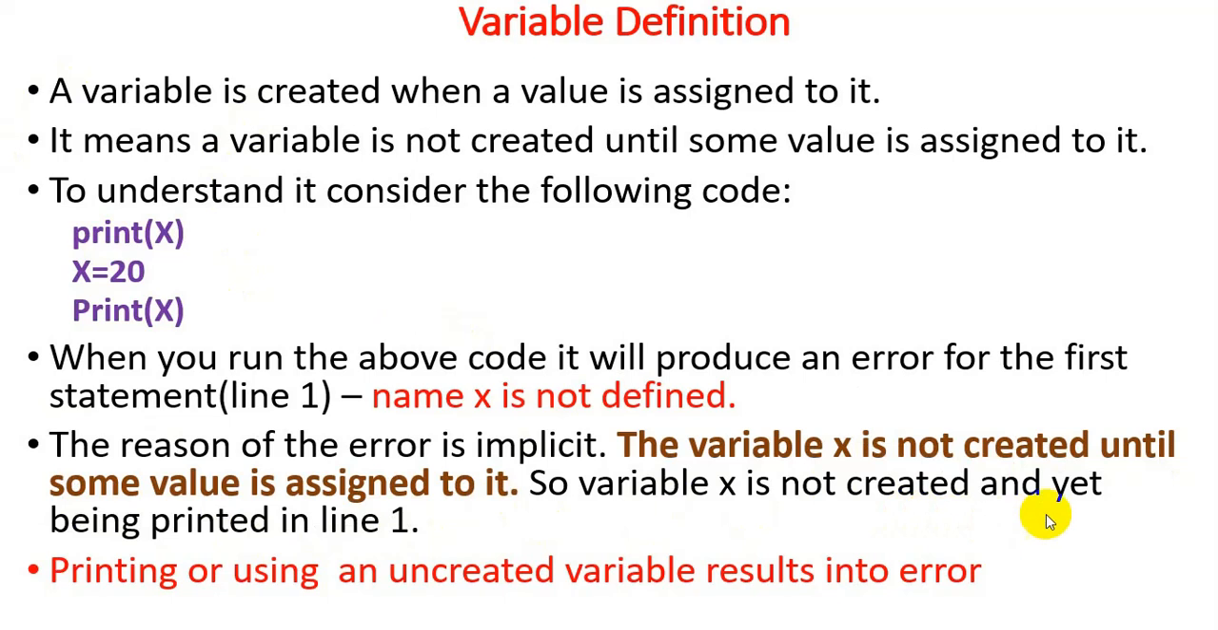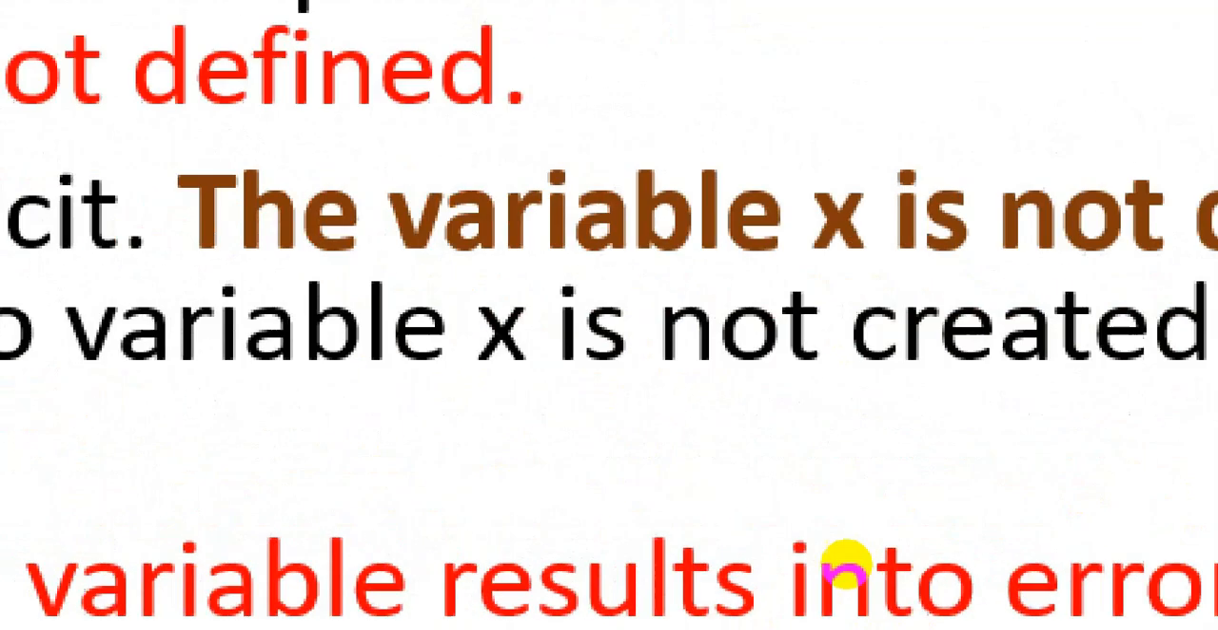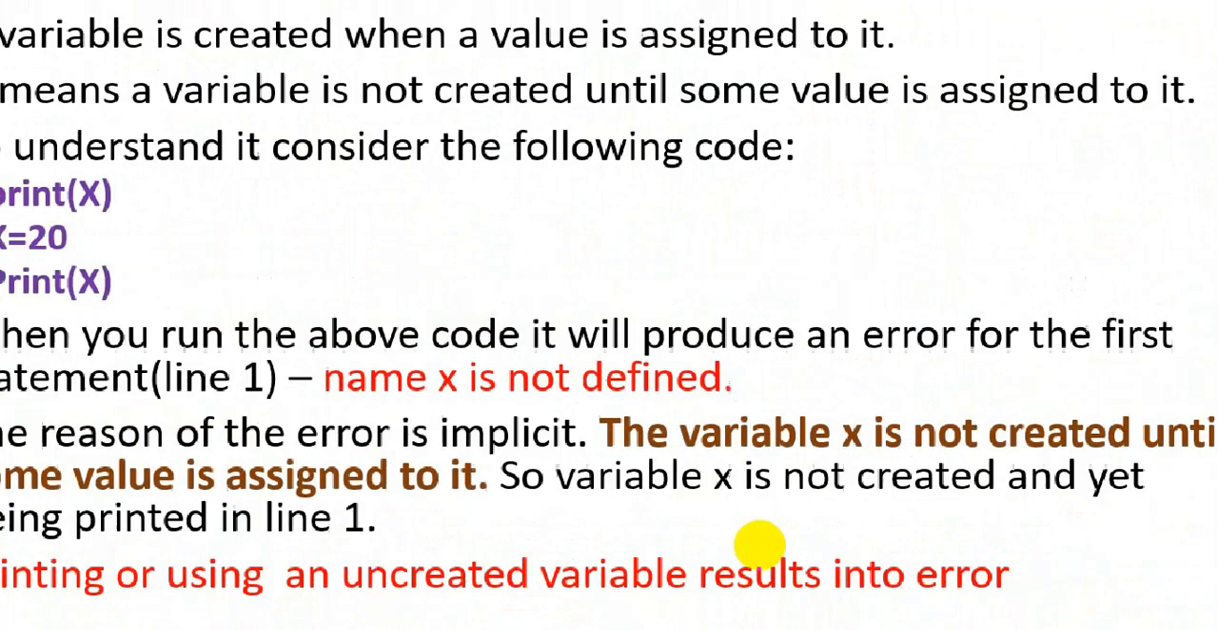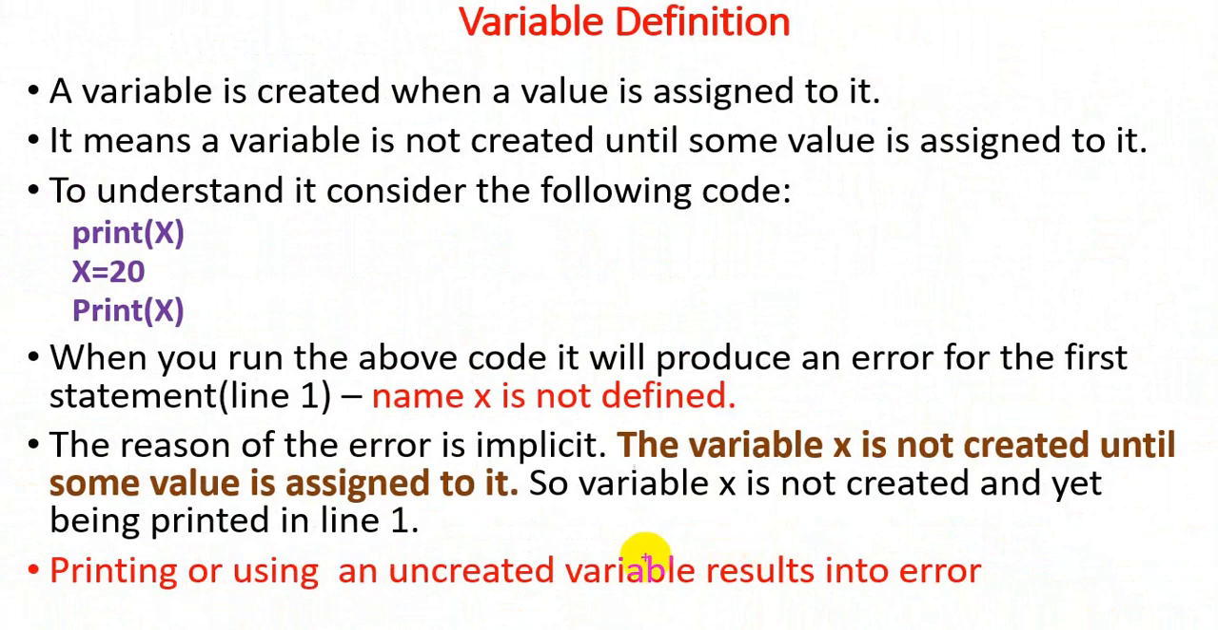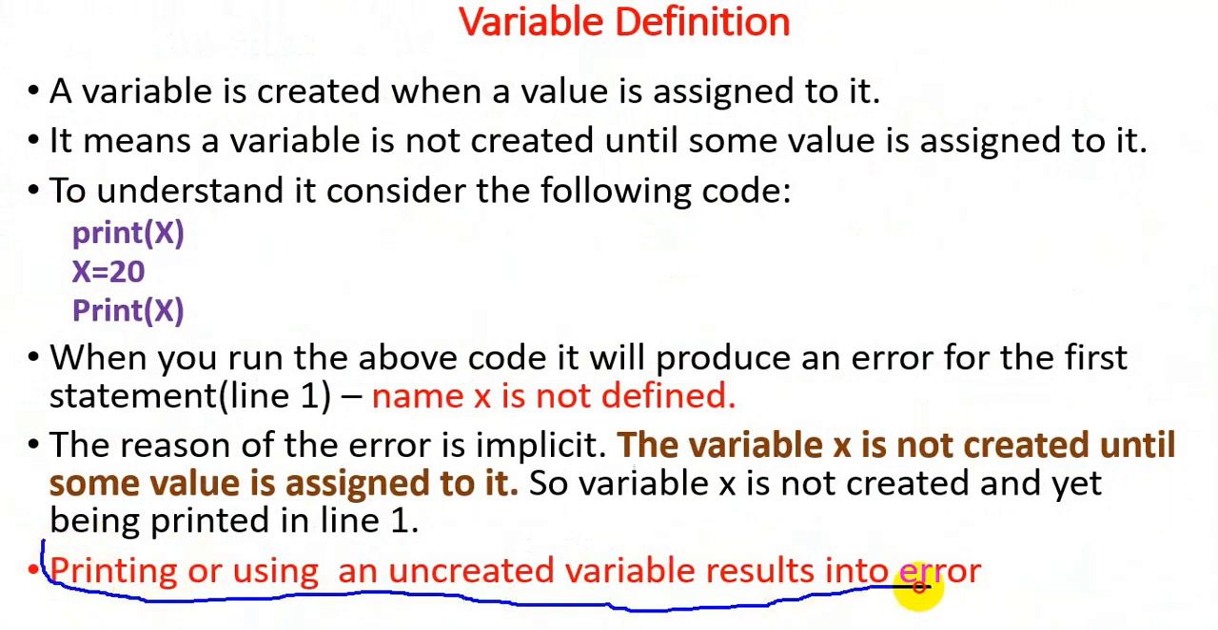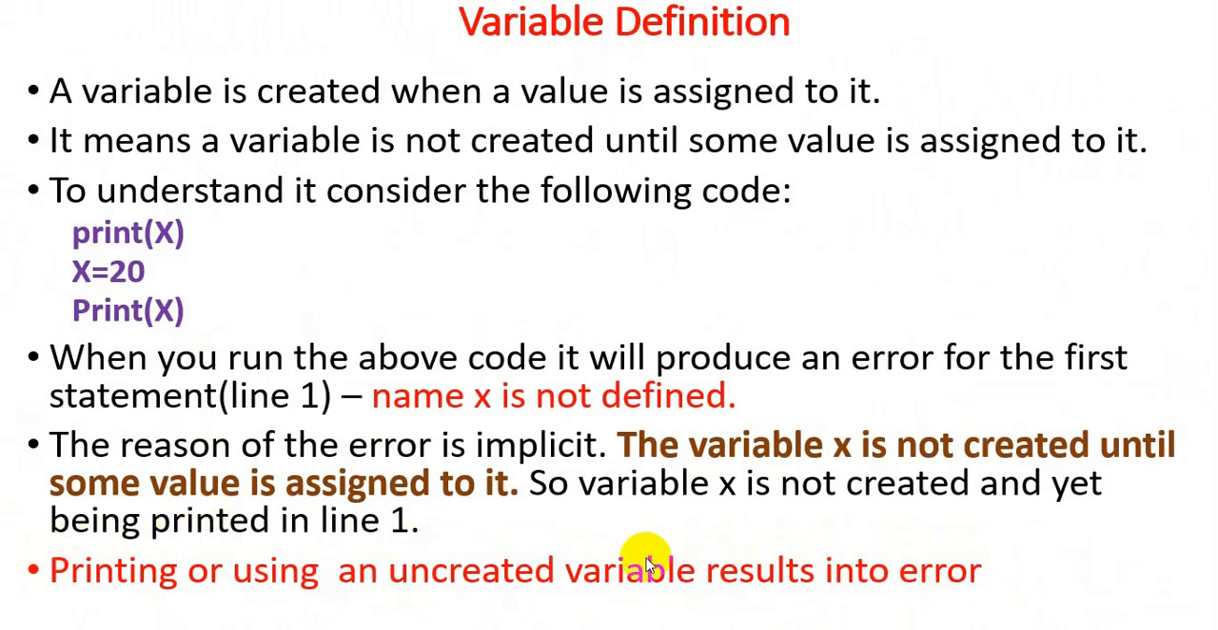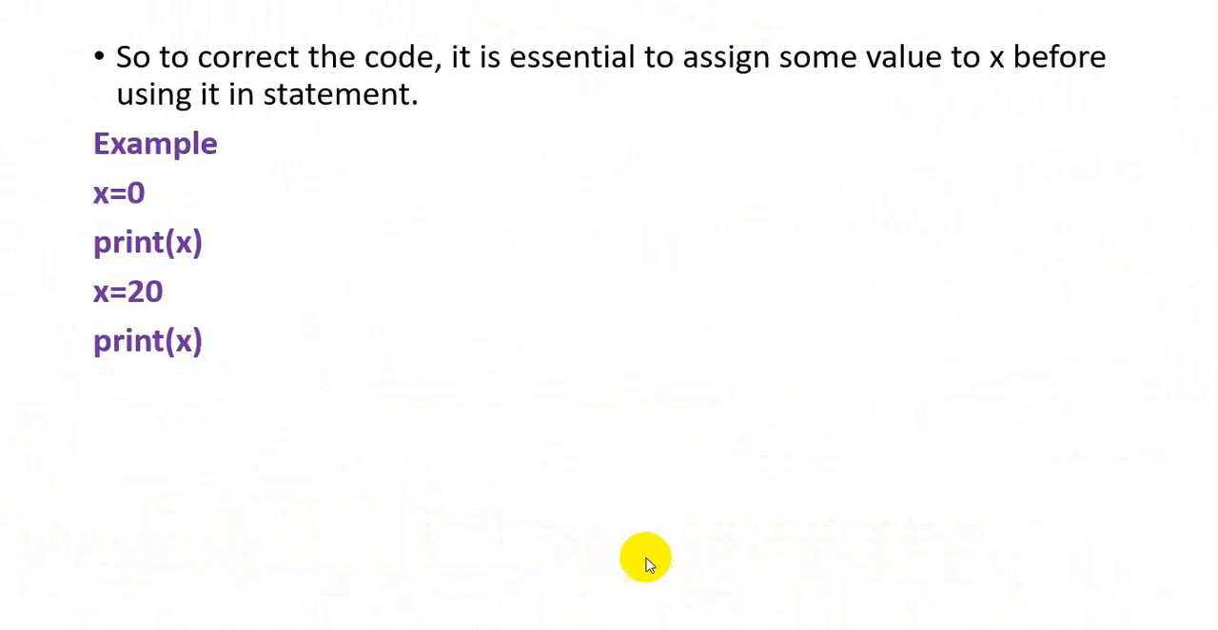So variable x is not created, and it is being printed in line 1 without creating the variable. That's why it shows an error. Printing or using an uncreated variable, a variable which is not created, results in an error. So when you want to use a variable, you have to create it first. An example is given here of how to correct the code.